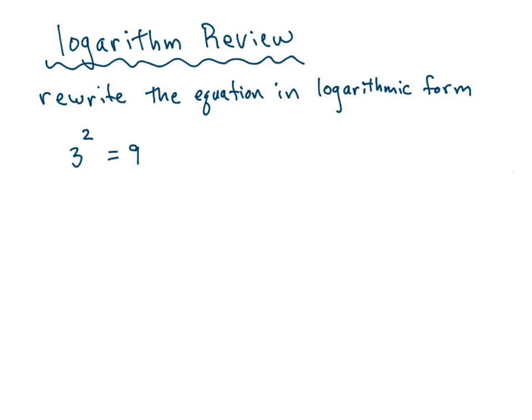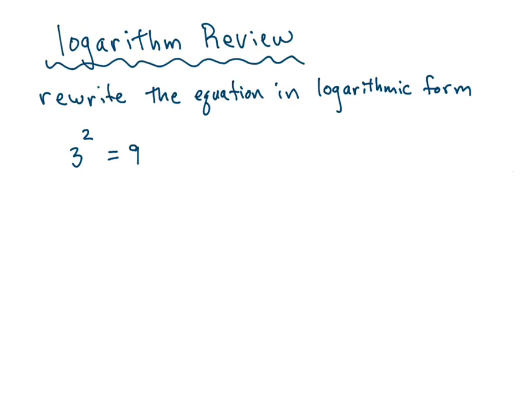Usually if you want to get it into logarithmic form, it's in exponential form. That means you have some kind of base. The base on this one's 3. It's been raised to the second power, that's the exponent, and then it equals 9. That's the solution. That'll be the argument on the logarithm.